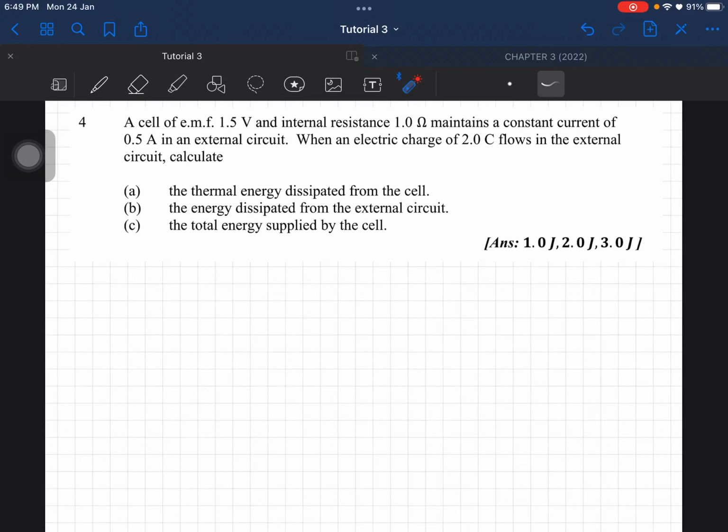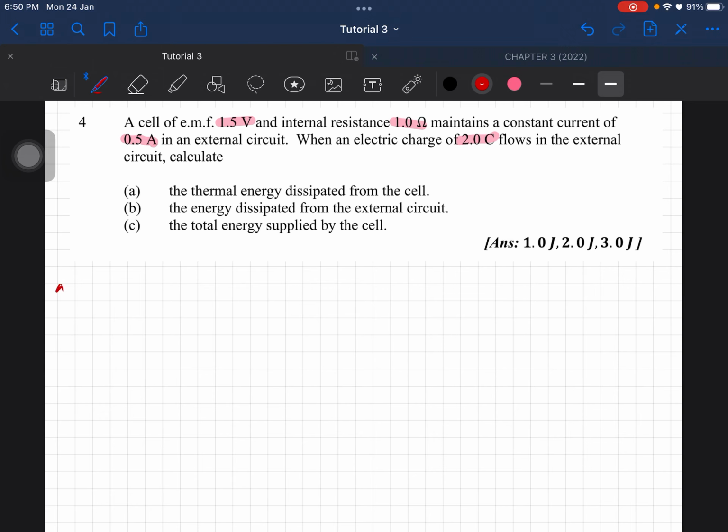Question number 4. A cell of EMF 1.5 volt and internal resistance of 1 ohm maintains a constant current of 0.5 ampere in an external circuit. When an electric charge of 2 coulomb flows in the external circuit, calculate the thermal energy dissipated from the cell, the energy dissipated from the external circuit, and the total energy supplied by the cell.